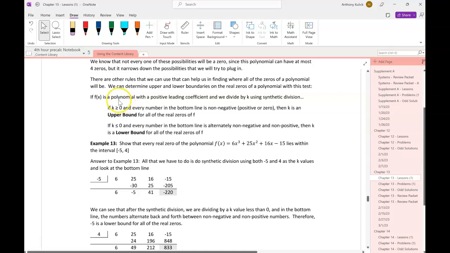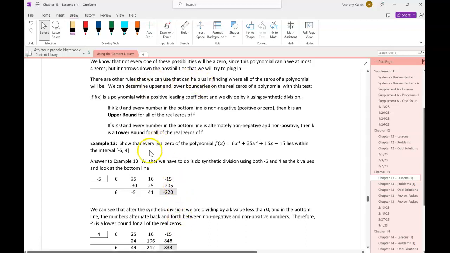So you check the upper bound of the interval. If you do synthetic division and all the bottom line is non-negative, then it's an upper bound, and then you check the lower end of your interval. You do the synthetic division with that number, and if the bottom line of the synthetic division is alternating from non-negative to non-positive, then that's a lower bound. So if the interval gives you an upper bound and lower bound, then all your answers are in between.